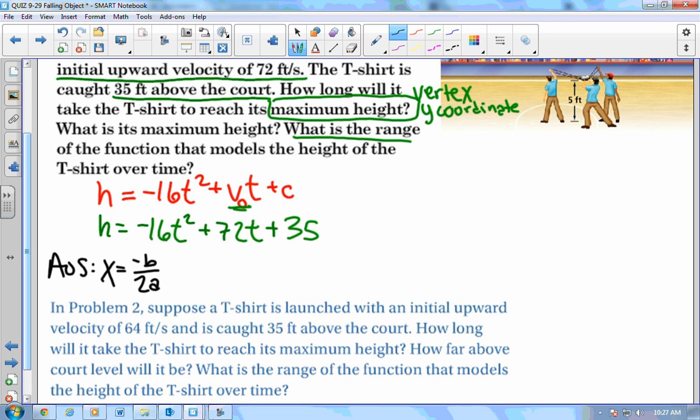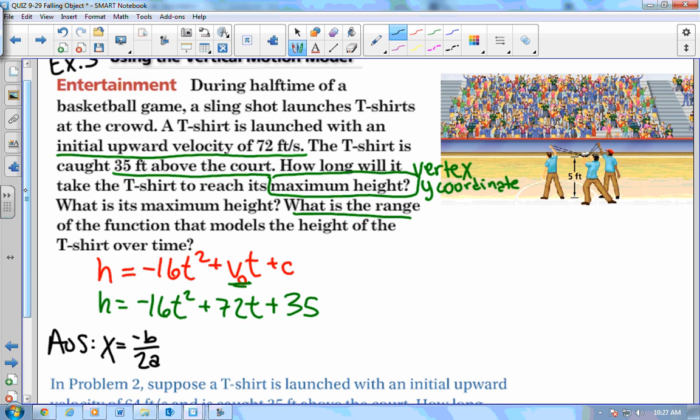Oh, guys, I'm sorry. I made an error. This is not correct. That's when it's caught. That's the initial height. Look at the picture. What's the initial height on the picture? 5. That's what we need. My apologies.